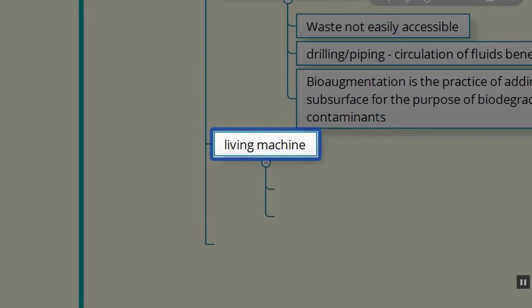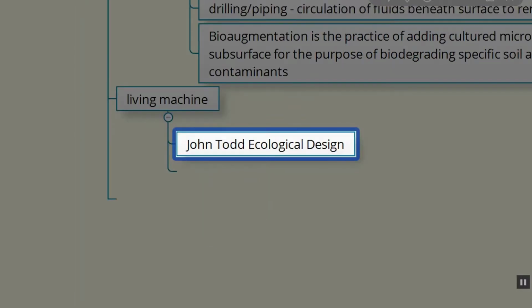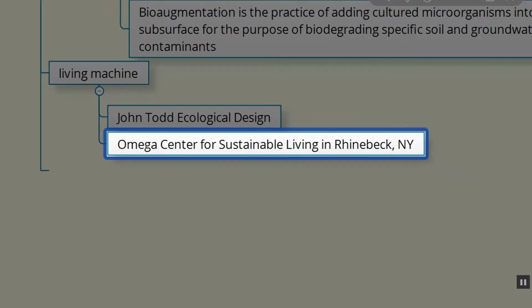So I mentioned the living machine previously in this presentation. I've mentioned John Todd in a few of my talks in the past. And John, if you Google John Todd Ecologic Design or Omega Center for Sustainable Living in Rhinebeck, New York, he's got many different systems, several where there's YouTube videos, and you can look him up and see some of the fantastic work he's been doing.